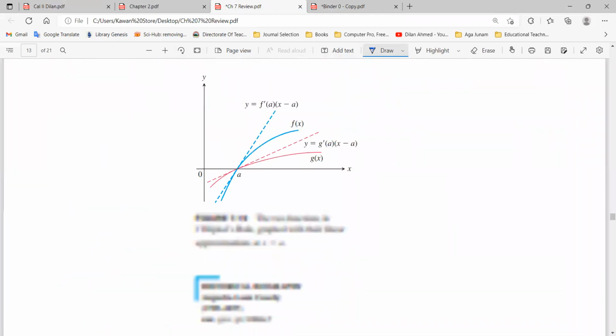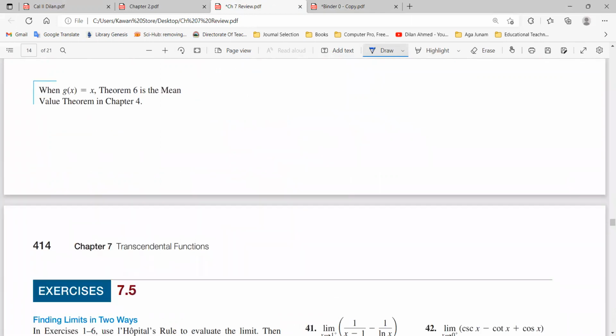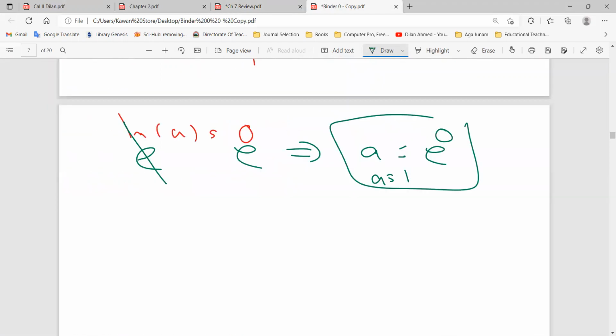Any question about powers? This is about reviewing L'Hopital types, three of them, all of them. Do you have any question about that one? Good.